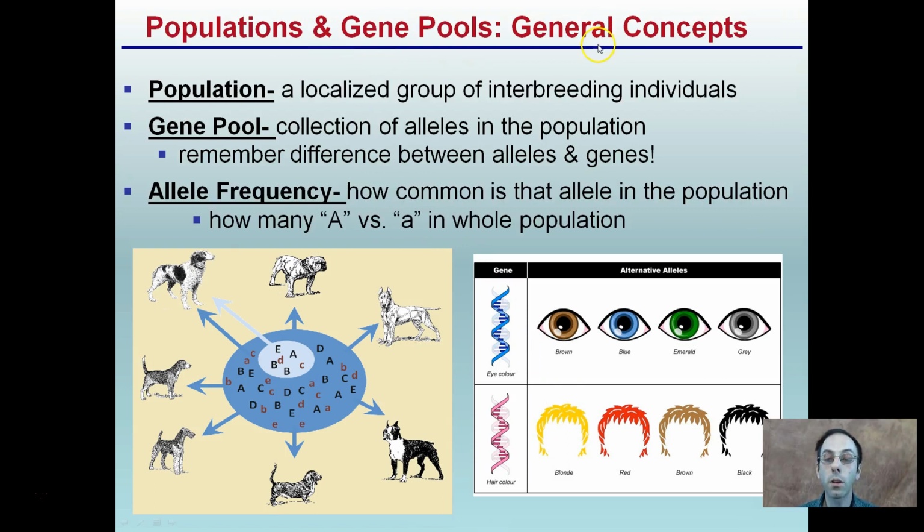Populations and gene pools, the general concepts, terms you should be familiar with. A population is simply a localized group of interbreeding individuals. The gene pool is a collection of alleles in a population. Remember the difference between alleles and genes. Here's an example of our genes, and here's our alternate alleles. Genes are just the specific DNA sequences. Alleles are referring to the actual phenotype that we see. And the allele frequency is how common that allele is in the population: how many capital A's versus how many lowercase a's in the entire population.